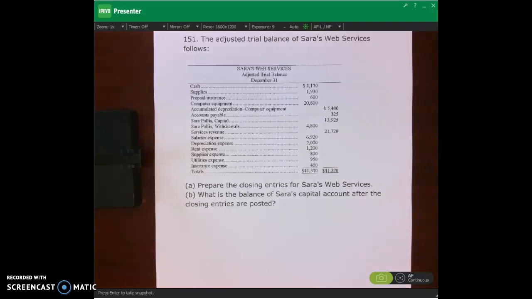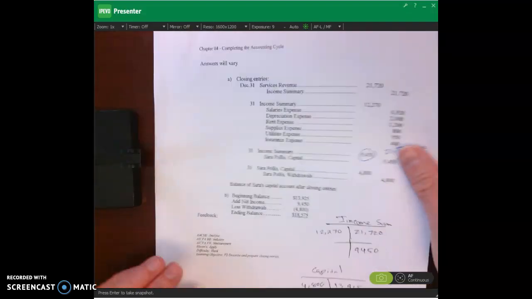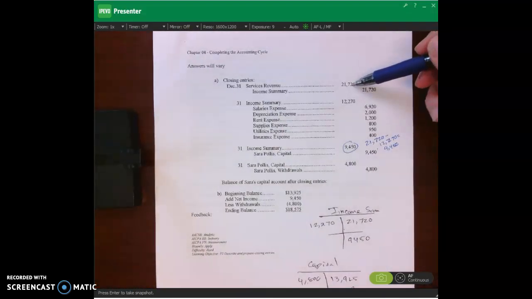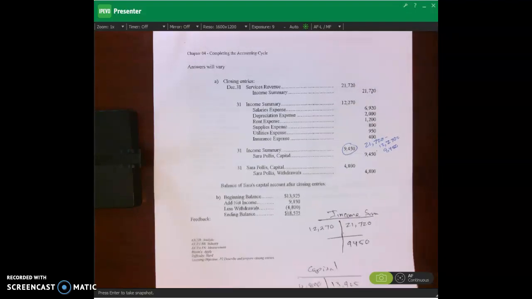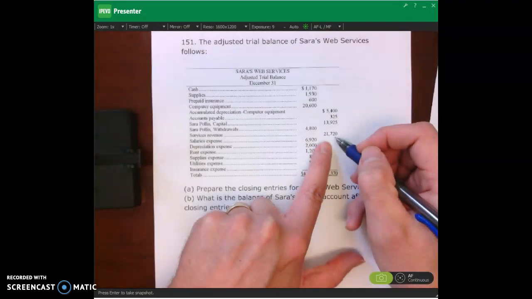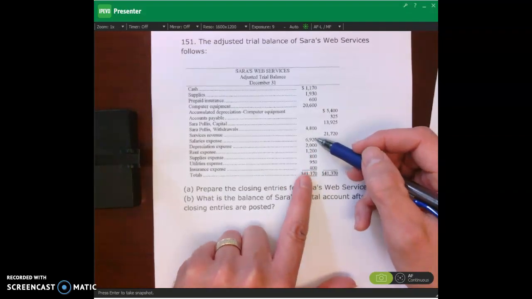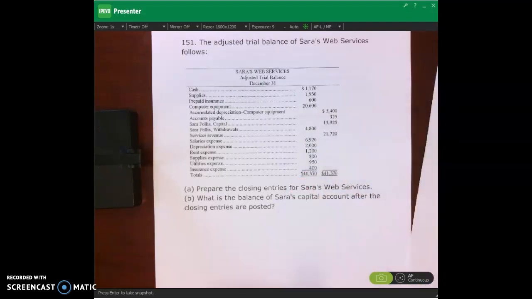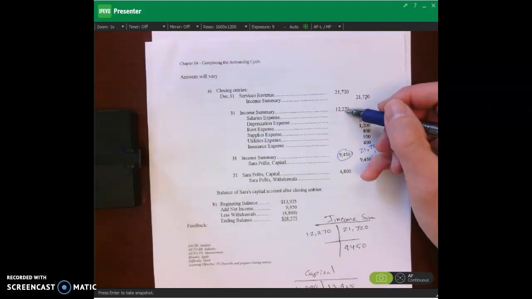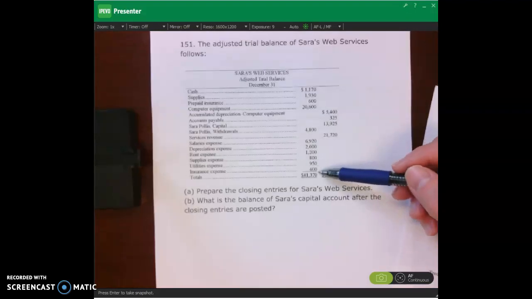And we need to do the closing journal entries and then figure out the balance. Okay, so to solve this problem, we debit services revenue for the $21,720, credit income summary for $21,720. Then we look back over here. That's that $21,720 right over here. We add up all of our expenses, and we debit income summary for the $12,270, which is the total amount of our expenses. And then we credit each one of these expense accounts like that.